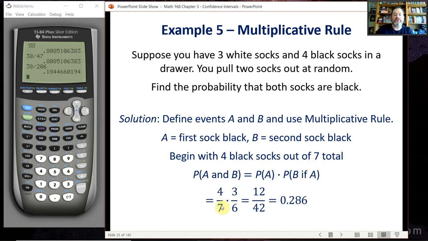So you're going to have 4 sevenths, 4 black socks, 7 total, times 3 black socks, 6 total. Both of these have to be true, so you multiply. 4 times 3 is 12, 7 times 6 is 42, and round it to 3 decimal places. So that's how you use this multiplicative rule. You always multiply events when you have to have one event, then the next one, then the next one, then the next one, right?